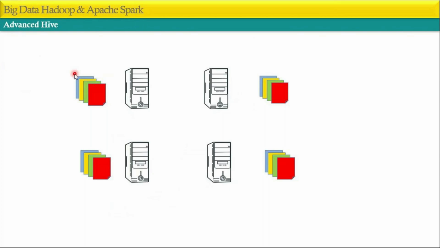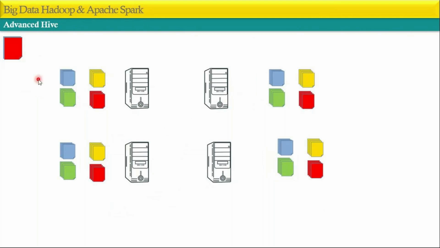Say the red color is denoting Delhi, the green color is denoting Haryana, and the yellow color is denoting Uttar Pradesh. So we are having the population data, and this population data is distributed among the different machines, and each machine is having the data with respect to all the records, whatever we are having with respect to the block.